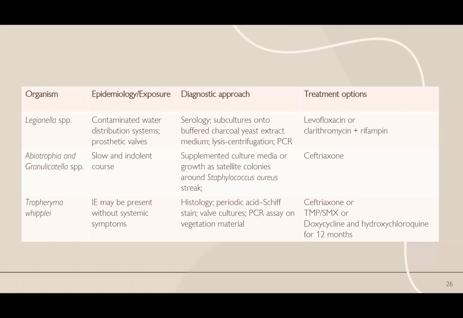So Abiotrophia and Granulicatella species are quite slow and indolent, and we can grow them on supplemented culture media. Ceftriaxone is the recommended treatment option for these.